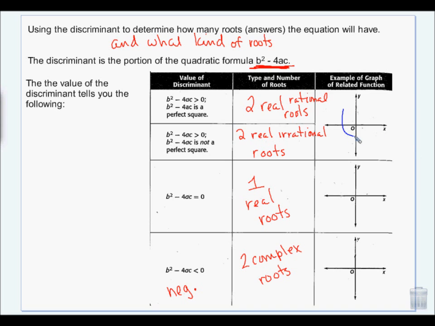What these look like: your solutions happen where you cross the x-axis. So if you get 2, you're crossing the x-axis twice. If you get 1, you're just touching the x-axis in one point. And if you've got none, like it's a negative number, you're not touching the x-axis at all. So if this happens, you just write no real solutions.